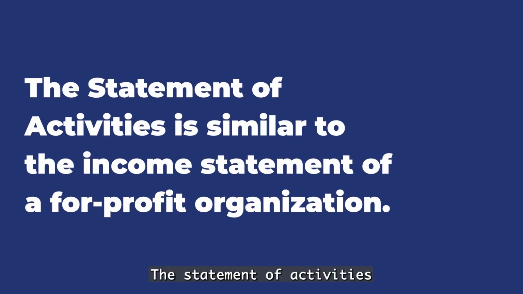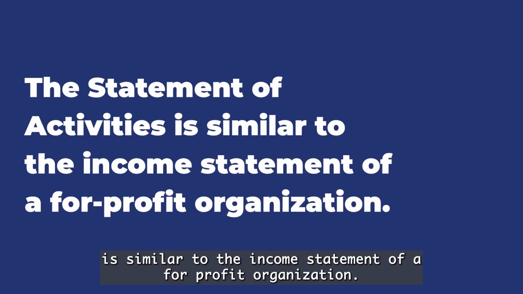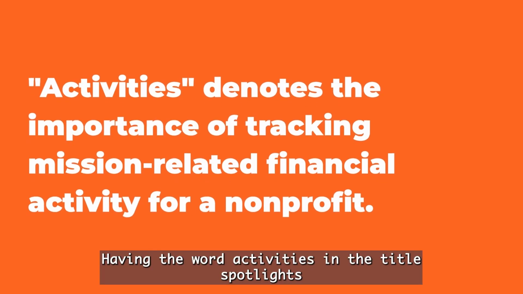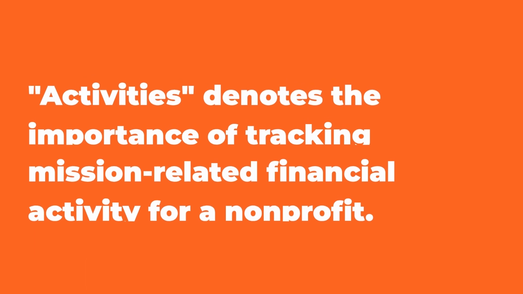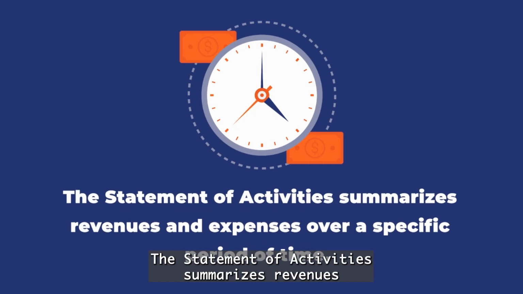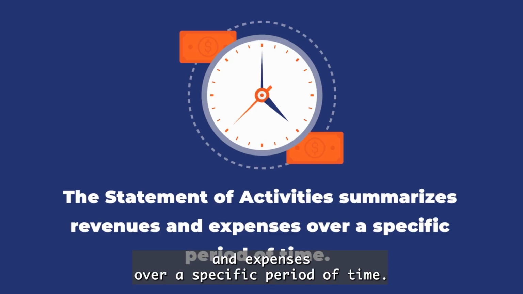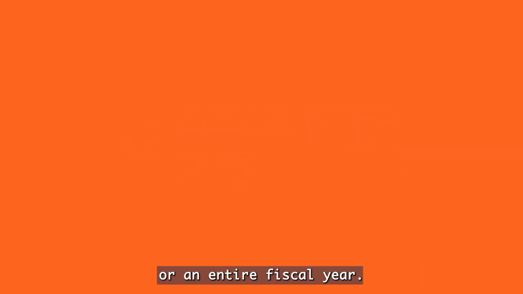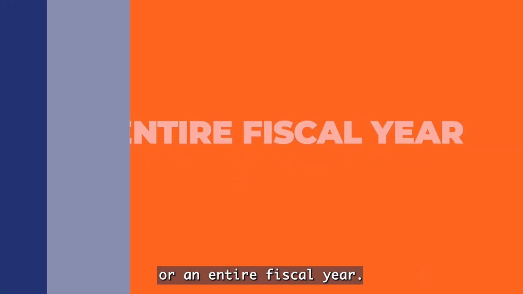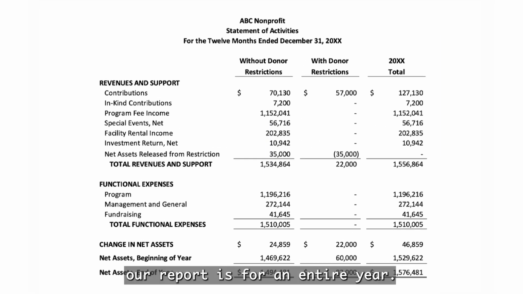The statement of activities is similar to the income statement of a for-profit organization. Having the word activities in the title spotlights the importance of tracking mission-related financial activity for a nonprofit. The statement of activities summarizes revenues and expenses over a specific period of time. This might be for a month, a quarter, or an entire fiscal year. In this example, our report is for an entire year.